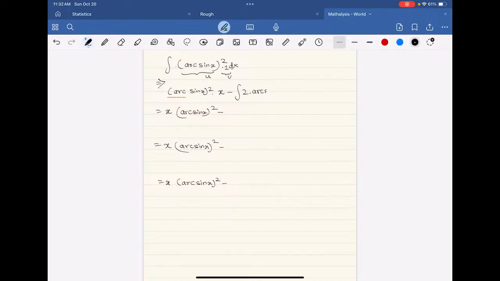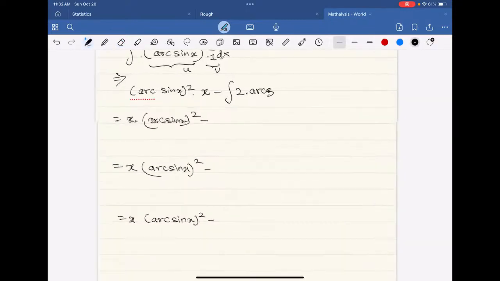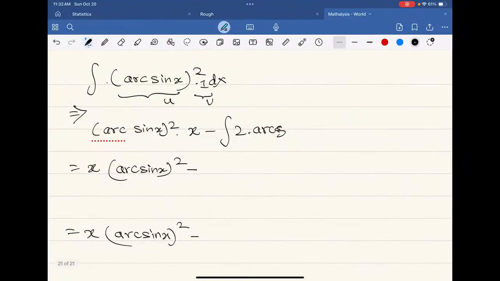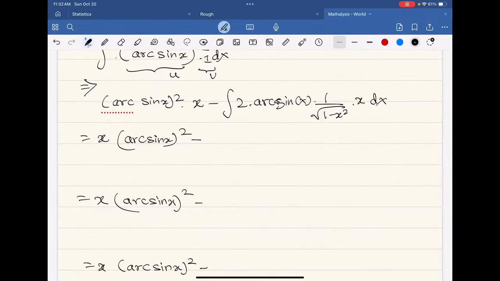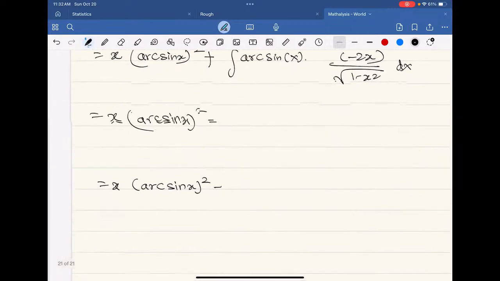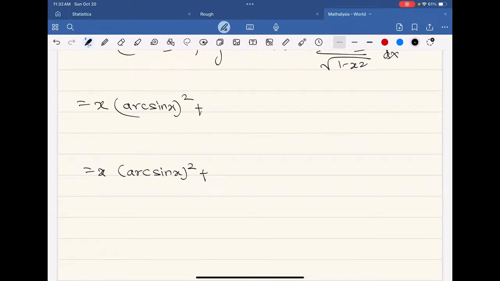Okay, so this is 2. Let's do it again. 2 arc sine x times 1 by square root of 1 minus x square times x dx, right? Now what I can do is I can write this as plus now. There's a reason for that, because I'm going to make it 2x over here, right? Then square root of 1 minus x square dx. Okay, make that plus, this will also plus plus.